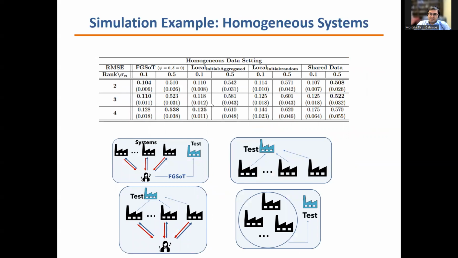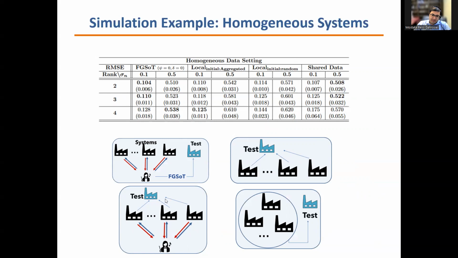Let me show some simulation results. This is a simulation result based on homogeneous systems, and it's a regression problem. Here we're comparing our approach with different benchmarks. In the first approach, each system creates its own model, and then the orchestrator aggregates them, and we eventually obtain the aggregated model, which is then used in a testing site.